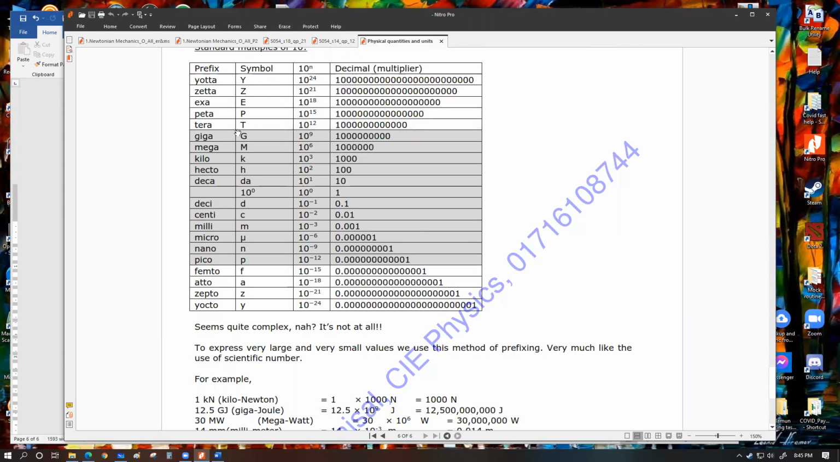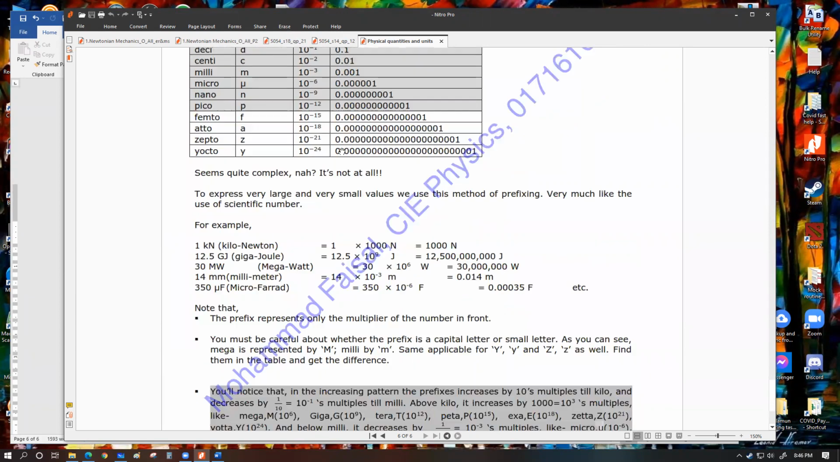So important information is that for the bigger part, we always have capital letters, except for kilo. Kilo is written by small k, not capital K. Capital K is a symbol for Kelvin. Kelvin is the unit for temperature, thermodynamic temperature, that is. So mega is capital M, giga is capital G, and then tera, peta, exa, zetta, yotta, it all goes up.